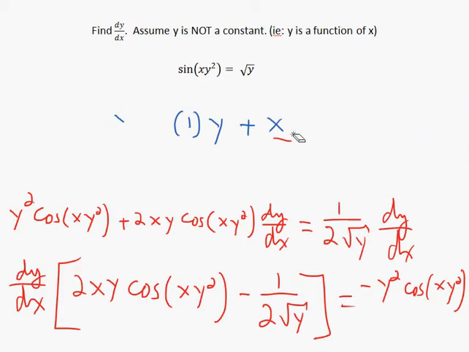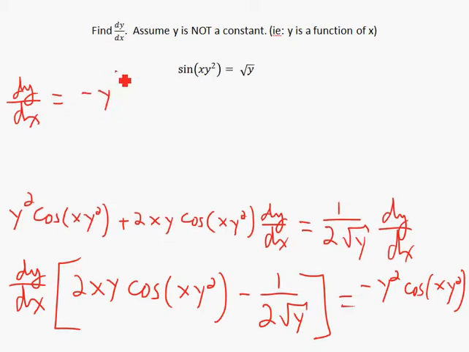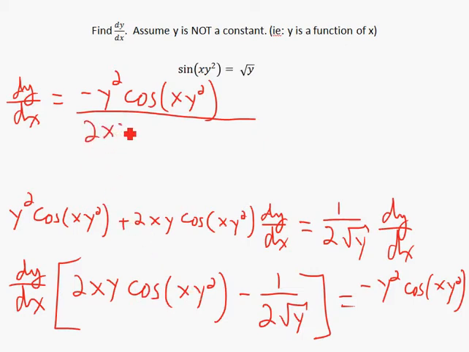We're almost done though. dy/dx is on the left side, being multiplied by this large quantity, so we're just going to divide by that quantity that we do not want. So dy/dx is going to be negative y squared cosine xy squared all over all this nonsense here. We're dividing by this, so that's 2xy cosine xy squared minus 1 over 2 root y.